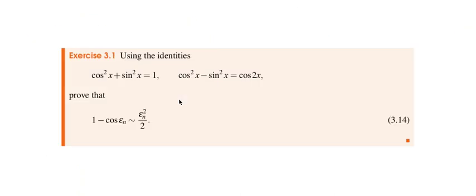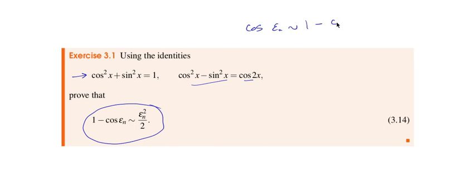I hope this is clear. So one exercise for you guys is to prove, using these identities, the cosine squared of x plus the sine squared of x is 1, and the formula for the cosine of the double angle, this asymptotic equivalence. That is also very useful. Okay? 1 minus the cosine of epsilon sub n is asymptotically equivalent to epsilon sub n squared over 2. Or you could also write it like this: the cosine of epsilon sub n is asymptotically equivalent to 1 minus epsilon sub n squared over 2.